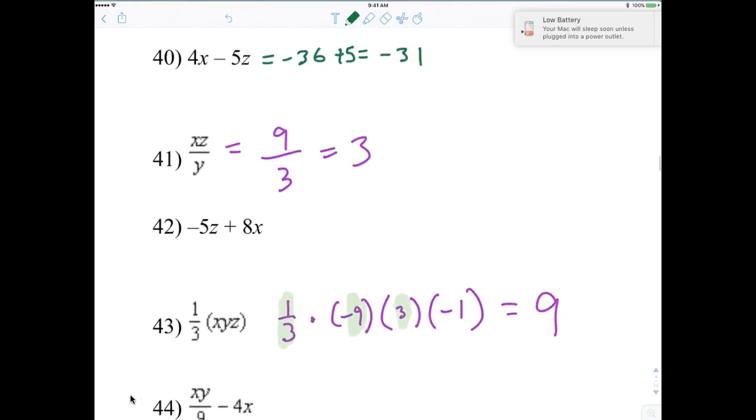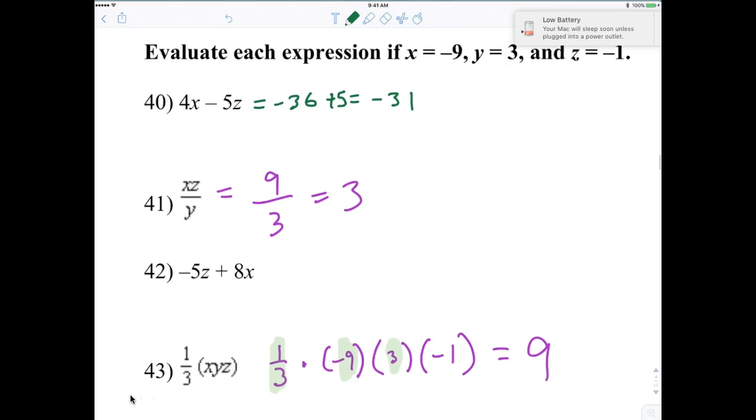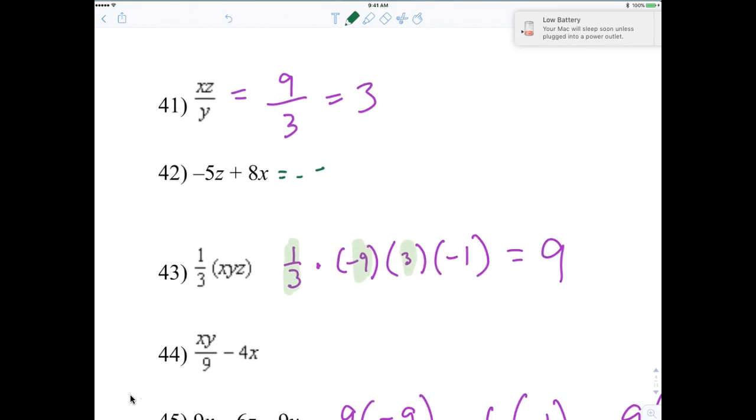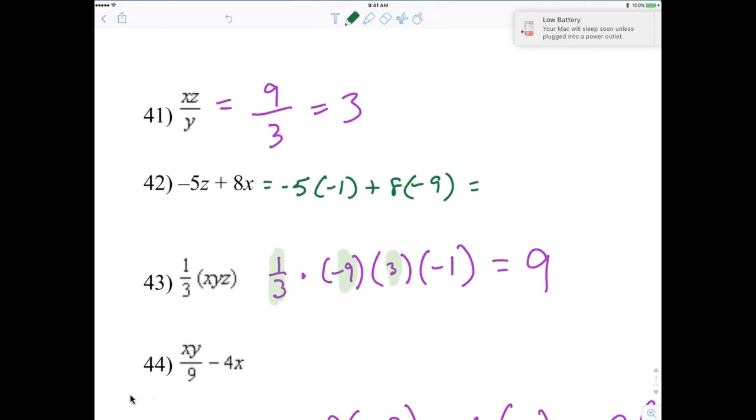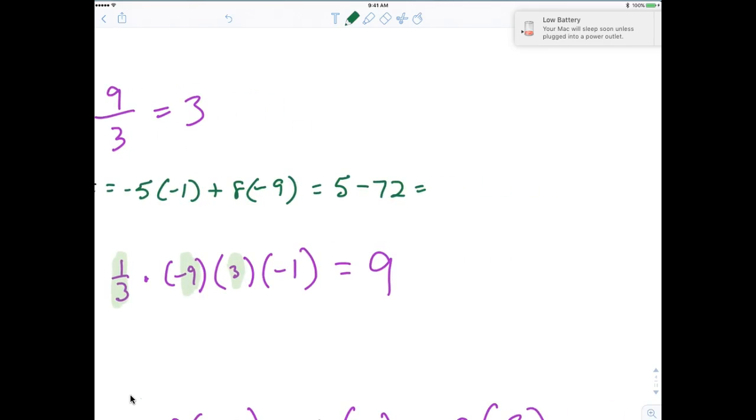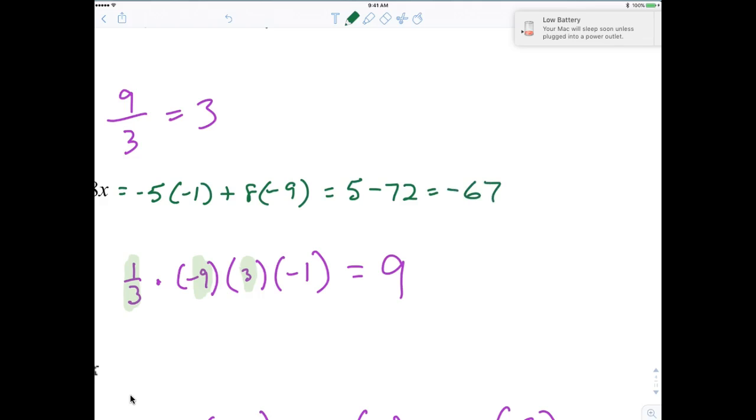Okay. Now, what's z again? Negative 1. So on 42, it's going to be negative 5 times negative 1 plus 8 times, what was x again? Negative 9, right? So negative 5 times negative 1 is 5, right? It would be 5 minus 72, right? Right now, guys, you just have to be careful with your positives and negatives. Don't go too fast. So the answer is negative 67.